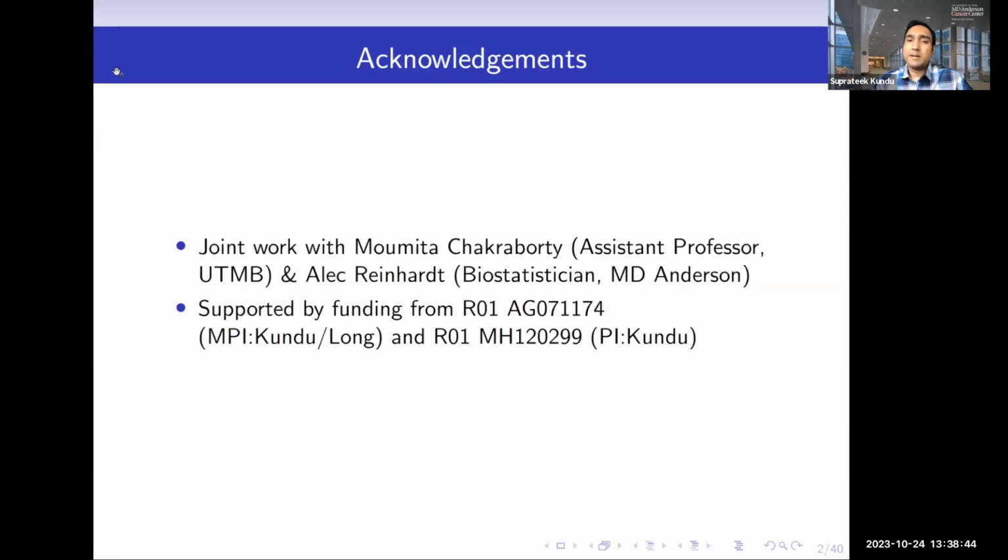This work is in association with Momita Chakraborty, who was previously a postdoc at MD Anderson and now is assistant professor at UTMB, and Alec Reinhardt, who's a fabulous biostatistician at MD Anderson, formerly also my student at Emory when I was there. And this work is supported generously by funding from NIA and also NIMH.